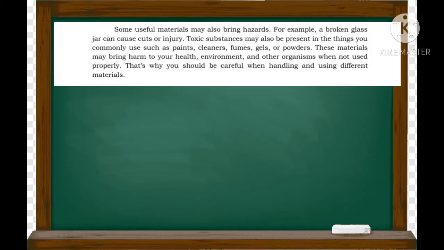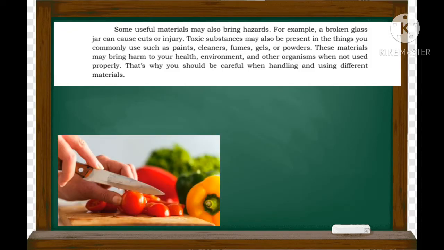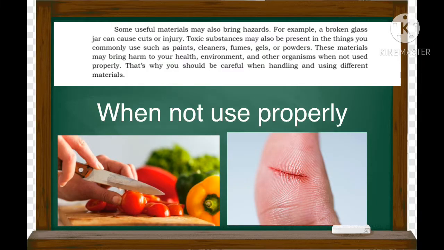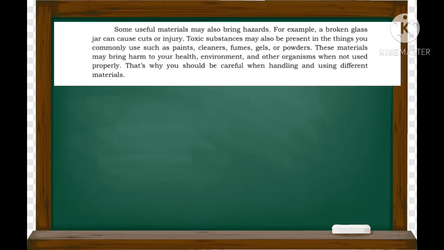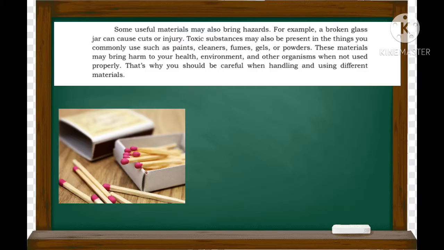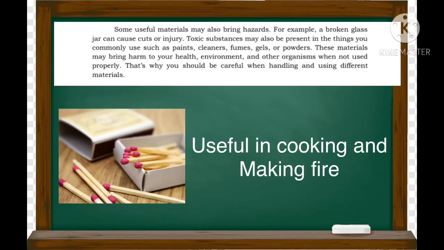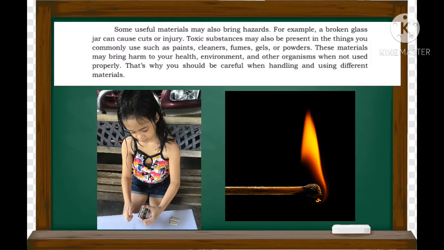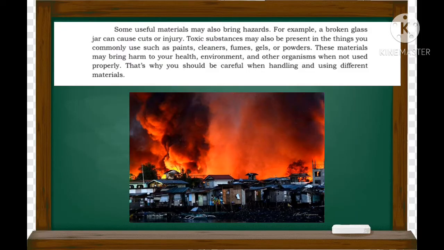For example, yung mga kutsilyo na matatalim, ito ay useful sa pagluluto. Pero, maaari ka nitong mahiwa at masugatan when not used properly. Another example, match o yung posporo. Ito ay useful sa pagluluto din natin at paggawa ng apoy. Pero, pag hindi natin ito naitabi o naitago ng maayos at napaglaruan ng mga bata, maaari itong makagawa ng apoy. Maaaring masunog ang bahay o magkasunog sa inyong barangay.